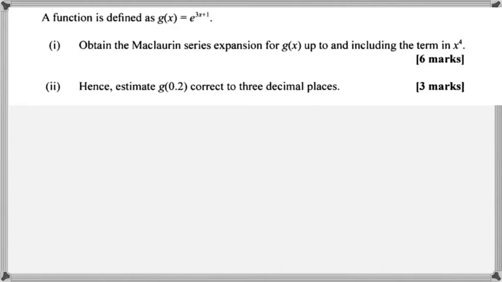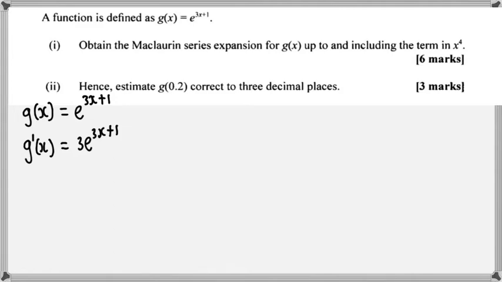Once I differentiate, I can then find the value at 0 for all my derivatives and substitute it into the Maclaurin series expansion. So the first thing, put down the function. Let's find the first derivative. The first derivative of g of x, which is e to the 3x plus 1, is e to the 3x plus 1, but then you have to multiply by the derivative of 3x plus 1, which is 3. So therefore, the first derivative is 3 e to the 3x plus 1.